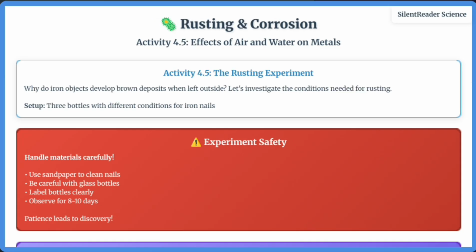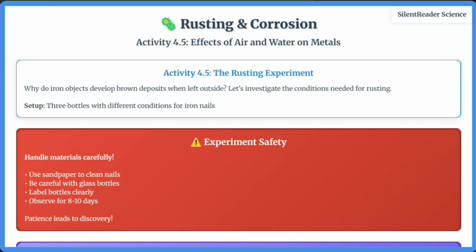Now let's explore how metals interact with their environment through Activity 4.5 on rusting. We'll set up 3 bottles with iron nails under different conditions: dry air, water without air, and both air and water. After observing for 8 to 10 days, we'll discover that rust only forms when both air and water are present. This brown deposit is iron oxide, and the process is called corrosion.